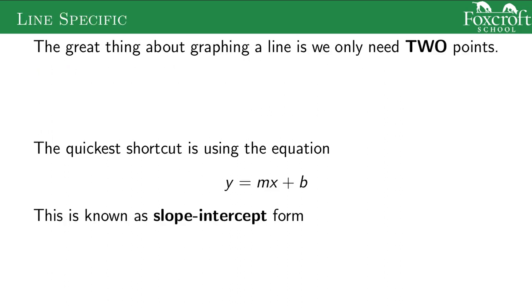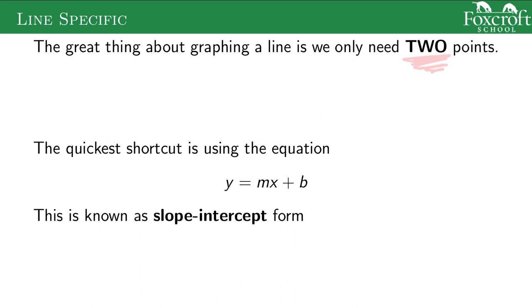That "as many times as necessary" thing is really nice with lines, because how many are necessary to graph a line? You just need 2 points. As long as I have 2 points, I just draw a line that connects those, and that's the graph of the line. And there's an even quicker shortcut for graphing lines. That's using the special form for a line known as slope-intercept form, y equals mx plus b.